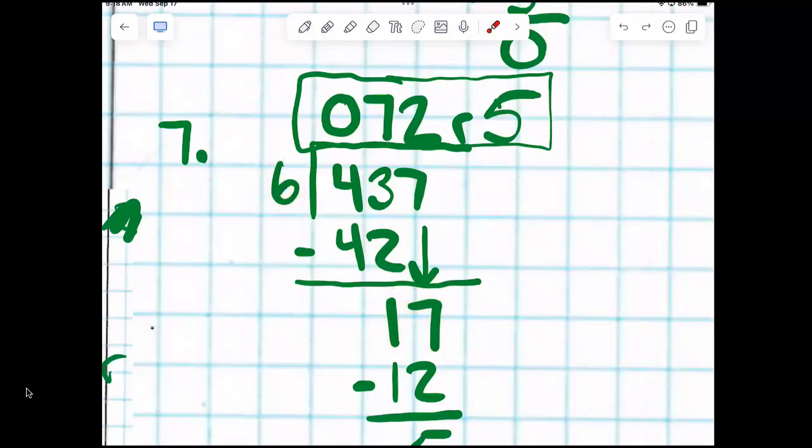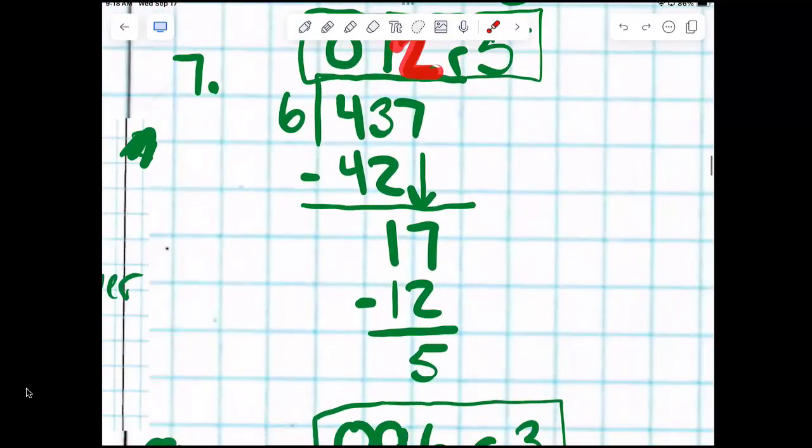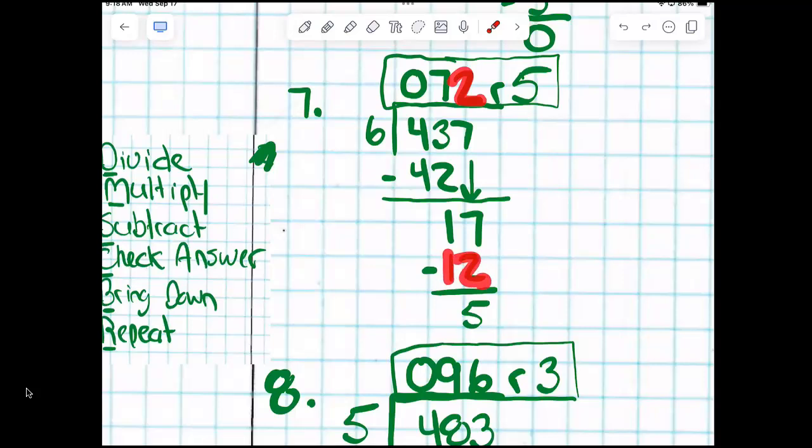How many times? 2 times, right? What's 2 times 6? 12. Subtract that. What's 17 minus 12? 5. Check my answer. Is 5 smaller than 6? Yes. Is there anything left to bring down over here? No. So what do I have remaining? 5. So my final answer is 72 remainder 5.